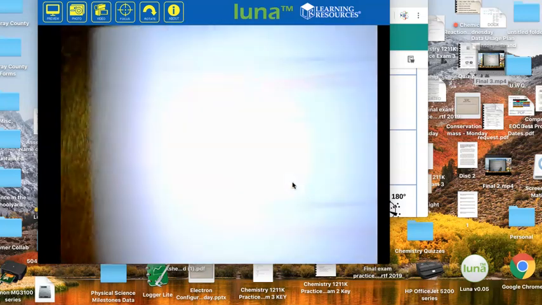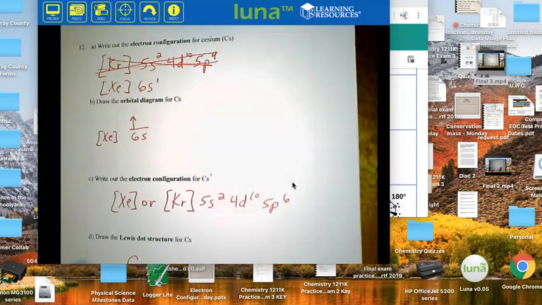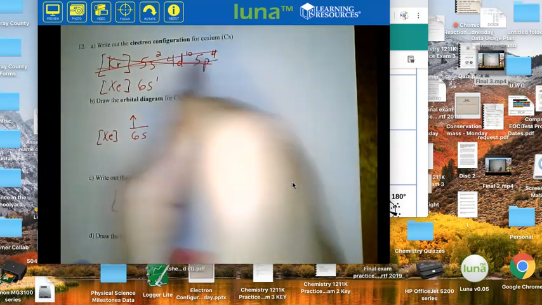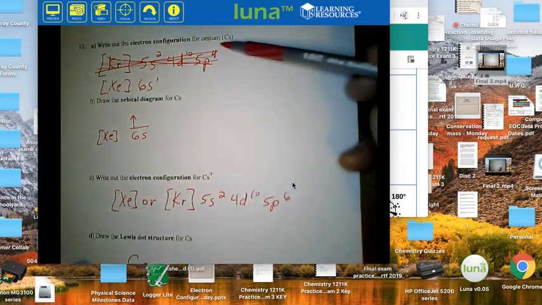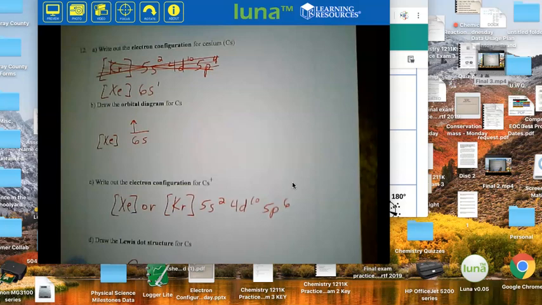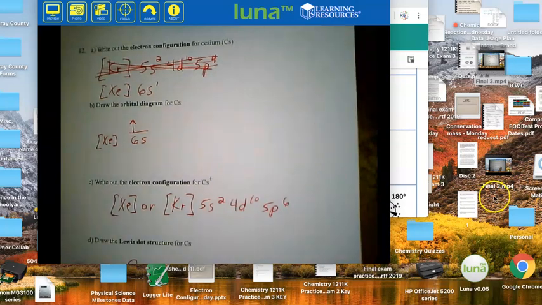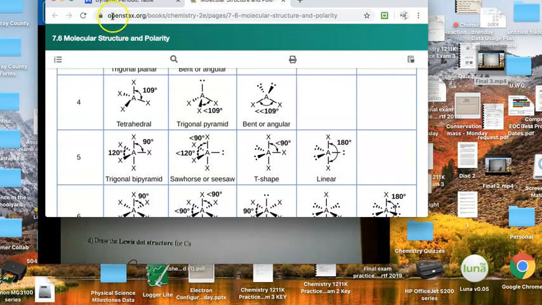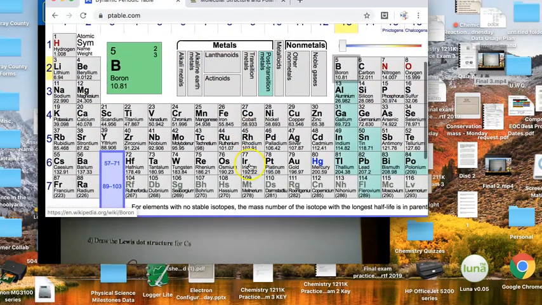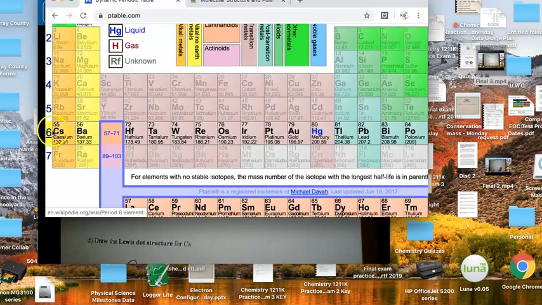And finally, the last question here, number 12. I did initially have the wrong answer on there because I think I changed the element. So this was cesium, and so the electron configuration for cesium is going to end in 6s1. And so if we look on our periodic table here, cesium. So we're starting out, and the nearest noble gas is xenon. Okay, and then it's going to be 6s1.